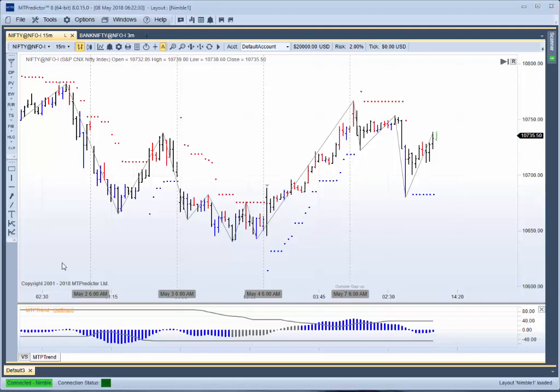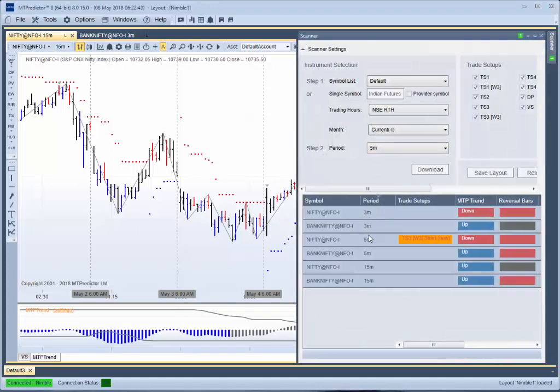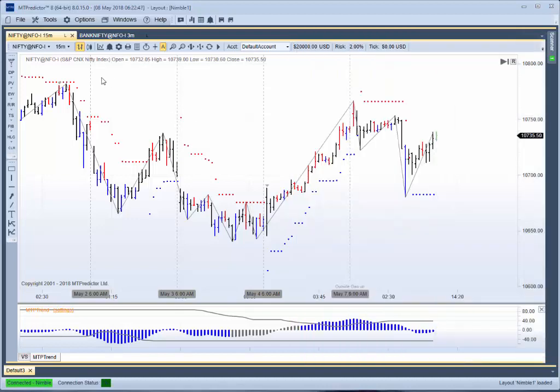And these are time frames between 3 and 5 times between each other. So I'm going to look on 5 minute and 3 minute for the setups. I'm going to have a look in the scanner. You can see the scanner, we've got 3 minute, 5 minute and 15 minute running there on the Nifty and the Bank Nifty. So for these, the higher time frame would be the 15 minute.